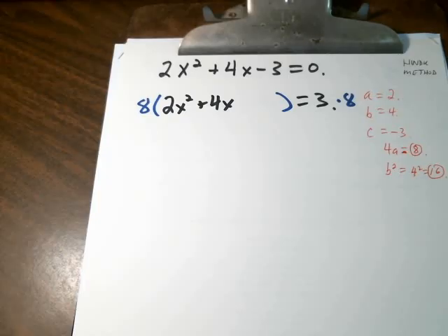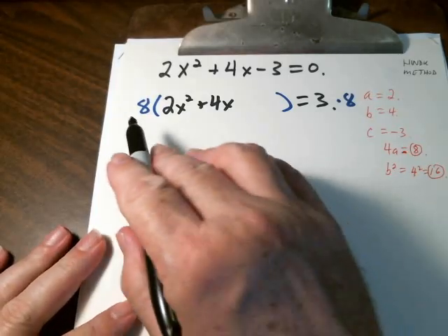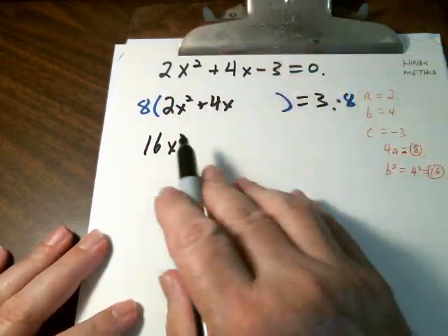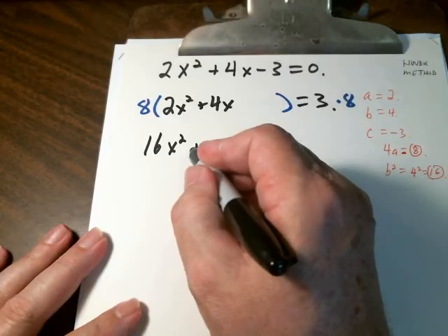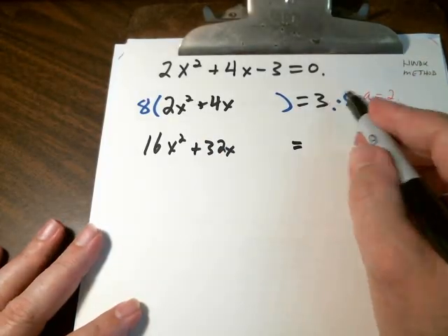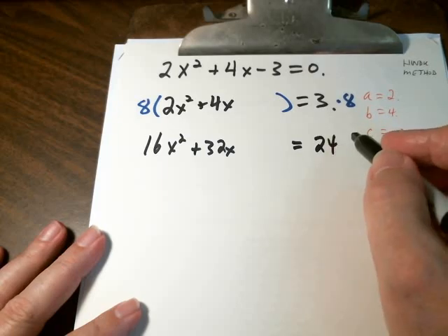After that, distribute, expand on the left side. So 8 times 2, which is 16x squared. 8 times 4, plus 32x. On the right side, we have 3 times 8, which is 24.